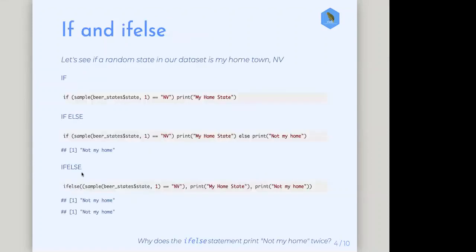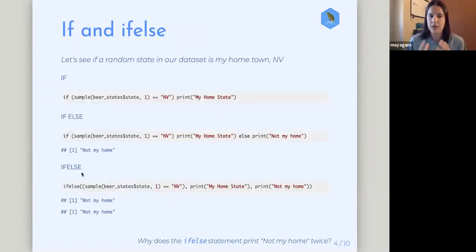So if and if else. If statements, you have if condition true. So I wanted to see if I take a random sample from the data frame, a random sample of the state, if it's equal to Nevada, which is where I live, then print my home state. And as you see here, there's no output. That's because we have if condition true, and it's not true in this case.